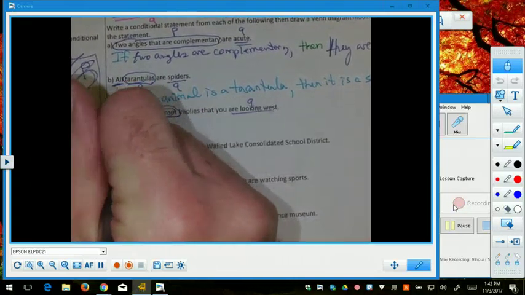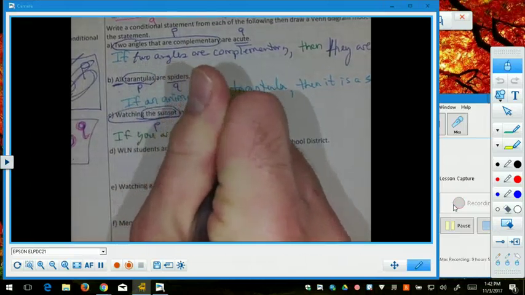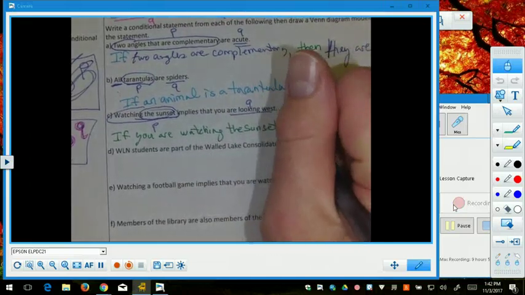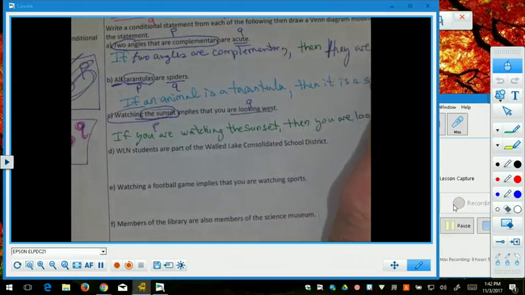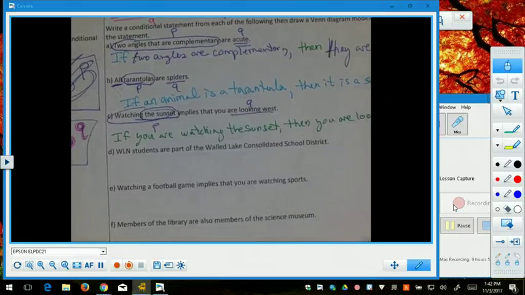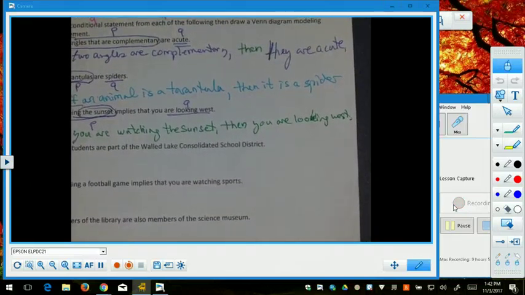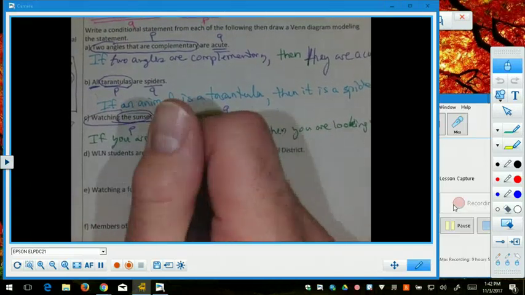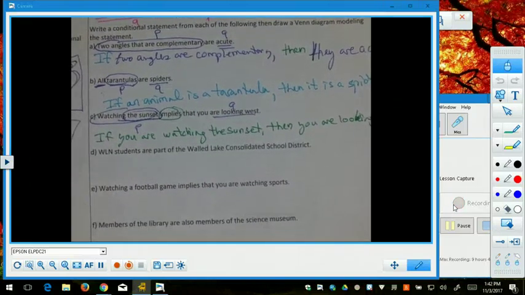So this would be, if you are watching the sunset, then you are looking west. This is a lot like, it's already written much like an if-then sentence. This implies is the word that works really well with an if-then sentence in terms of the order already being set up the way we need it.